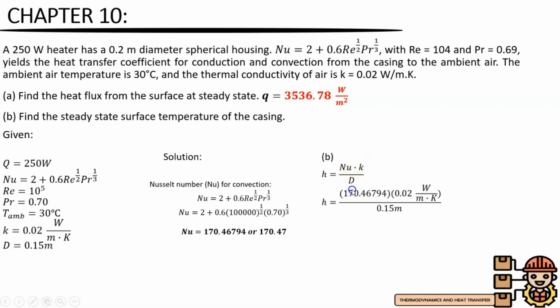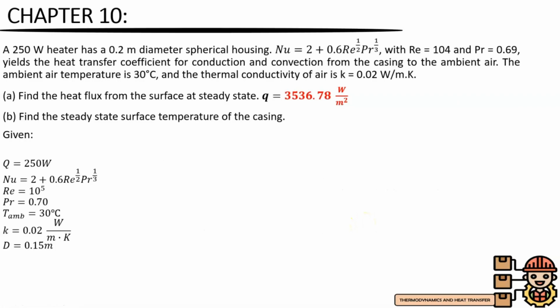So next is the convection heat transfer coefficient, which is equal to the Nusselt number times the thermal conductivity of air divided by the diameter. By plugging in the given values, we have 170.46794 times 0.02 watts per meter Kelvin divided by 0.15 meter, which is equal to 22.73 watts per square meter Kelvin. Now we have the value for our convection heat transfer coefficient.